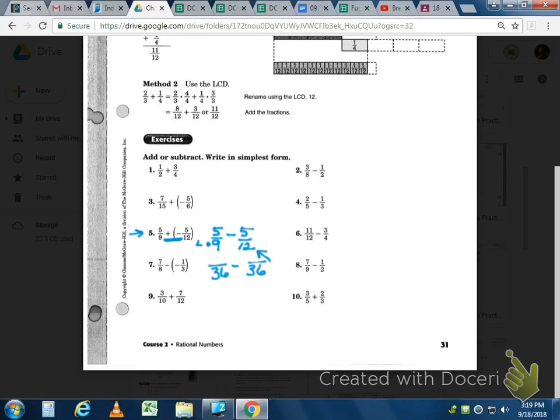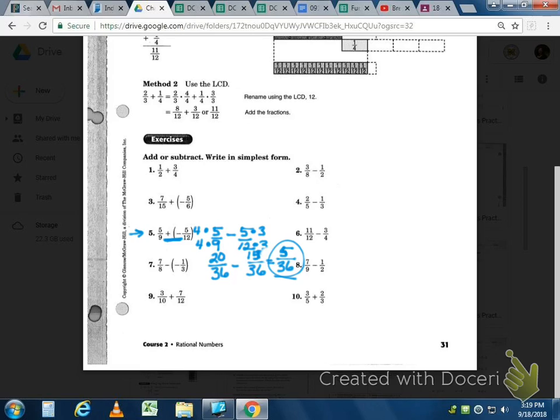So 9 times 4 is 36. So I've got to take 5 times 4. Make sure you show that on your homework. 5 times 4 is 20. 12 times 3 is 36. So I must take 5 times 3, which is 15. I have 20/36 minus 15/36. My final answer is definitely going to have 36 as the denominator. And I have 20 and I'm losing 15. That would be 5/36. And that is a simplified answer.